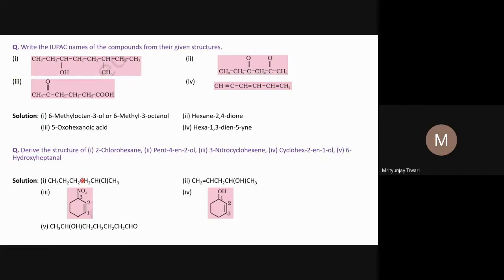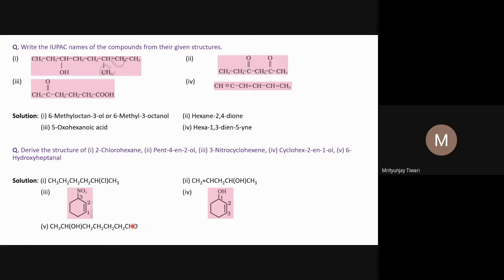And now let's see this 6-hydroxyheptanal. So now again we have to write 7 carbon atoms. The heptane, so the numerical root is 7, the hept means 7, so we'll have to put 7 carbon atoms. And heptanal, it means the first carbon atom is what? It is part of the aldehyde group, so it will be CHO group.